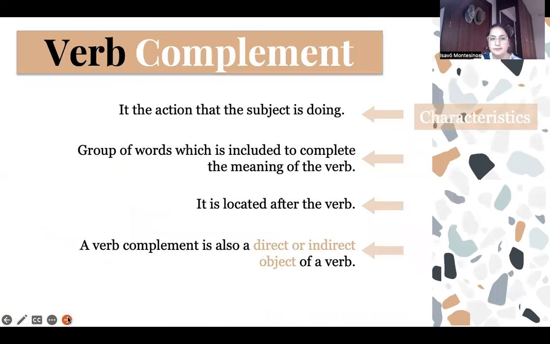Okay, let's continue. The verb complement. Basically, the verb is an action that the subject is doing. It's a group of words included to complete the meaning of the verb. The verb complement is located after the verb, and the verb complement is also the direct or indirect object of the verb.